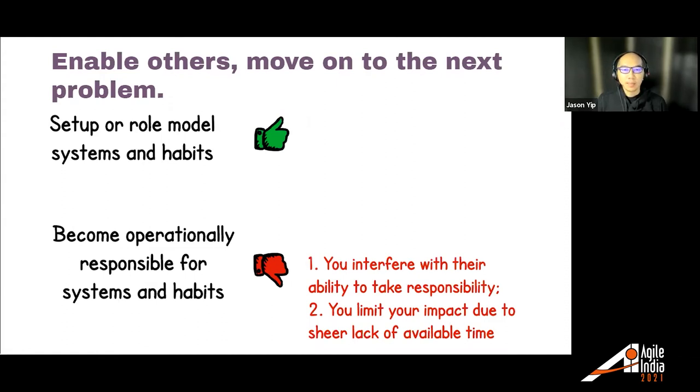I think it is sometimes useful, sometimes even the best way, to set up or role model systems and habits yourself, more directly. Because if a team or an individual doesn't know how to do something, having them try to generate that and derive it from scratch is unrealistic and unreasonable. It's easier just to role model it, show them directly how to do it. The boundary line is when you become operational and responsible for that system and habit.